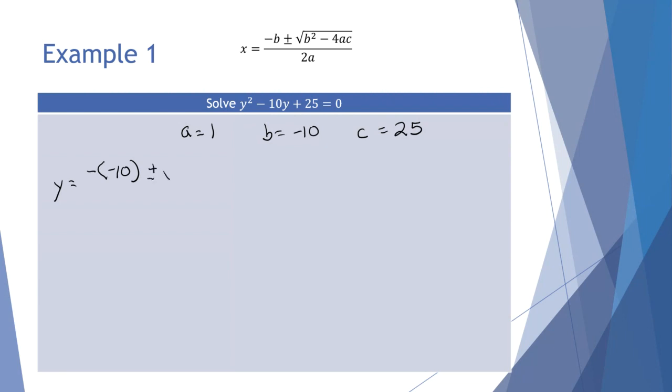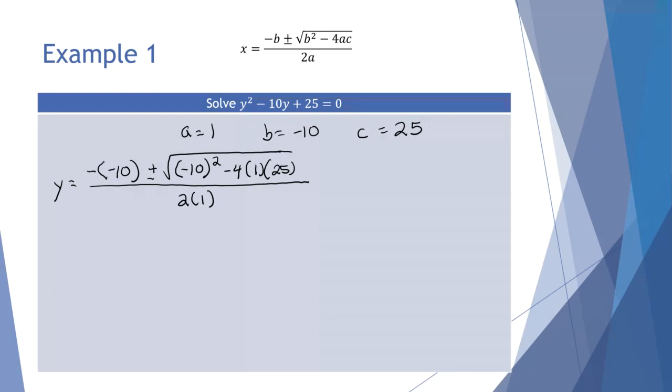Then I have plus or minus, and then my square root. Then b squared, so b is -10, so I'm going to have parentheses around that and then square it. Minus 4 times a, which is 1, and c, which is 25. And then this whole thing is over 2 times a, so that's 2 times 1. So first step is to plug in all of the numbers. If it helps you to color code, you can go ahead and color code.